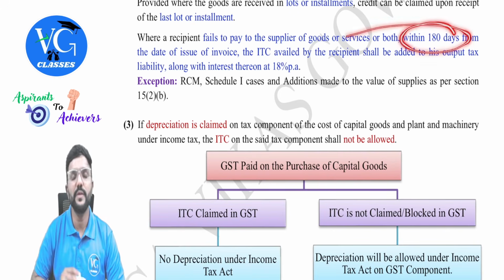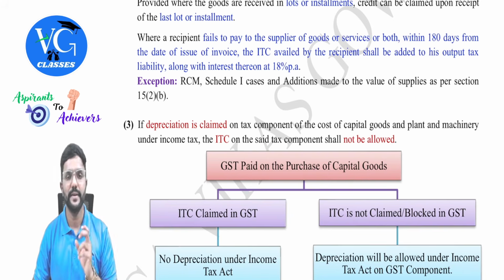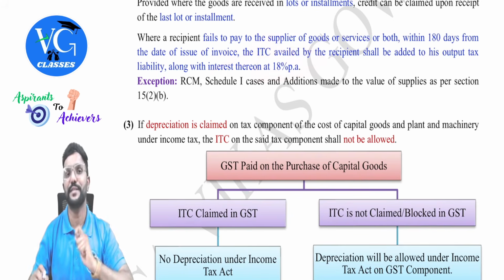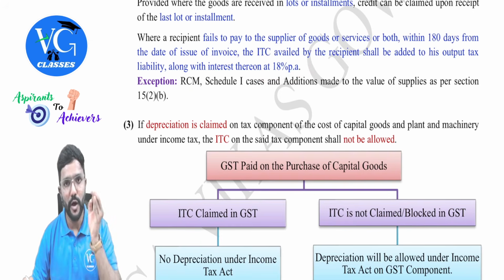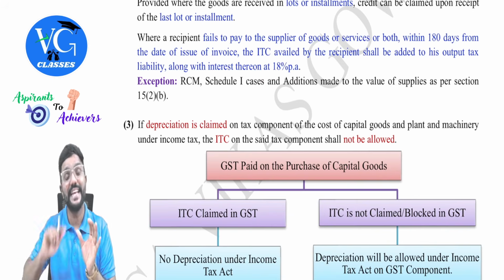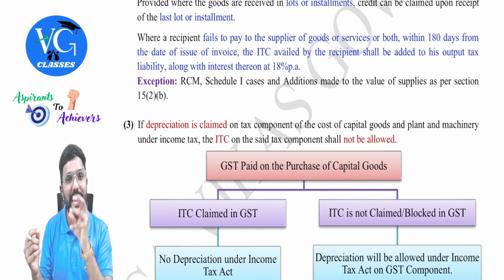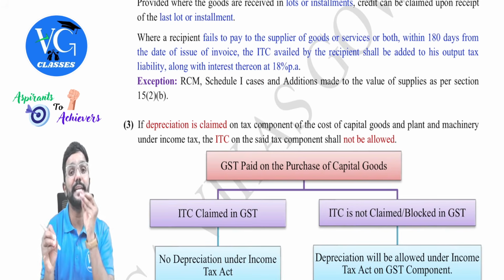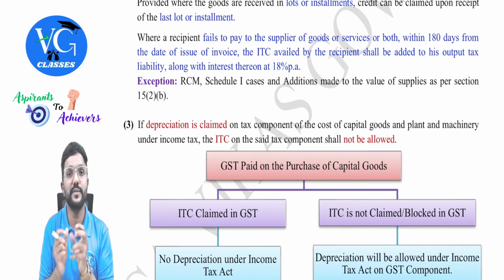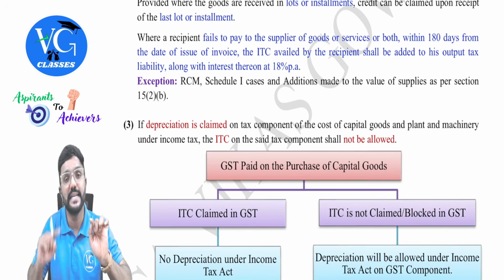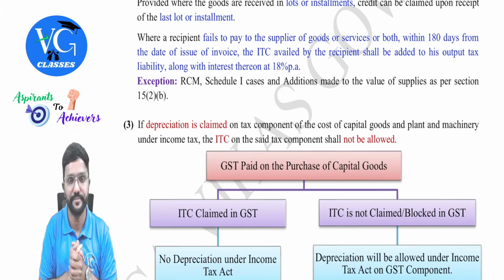So within 180 days, if the recipient has not paid the supplier, then he needs to reverse it. And while reversing, it is along with interest at 18% per annum. From the date on which the recipient has claimed the credit till the date he reverses and pays to the government, the ITC amount has to be added back along with interest at 18% per annum. So interest will be from what date to what date? From the day it is claimed by the recipient till the date it is reversed and paid.